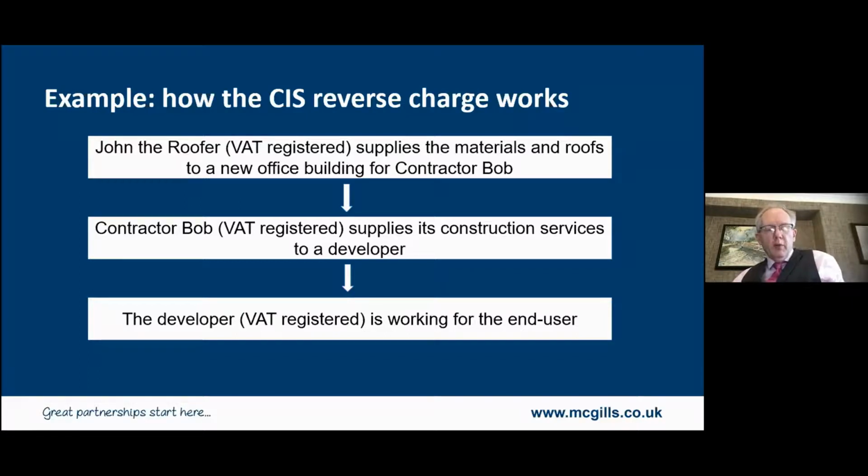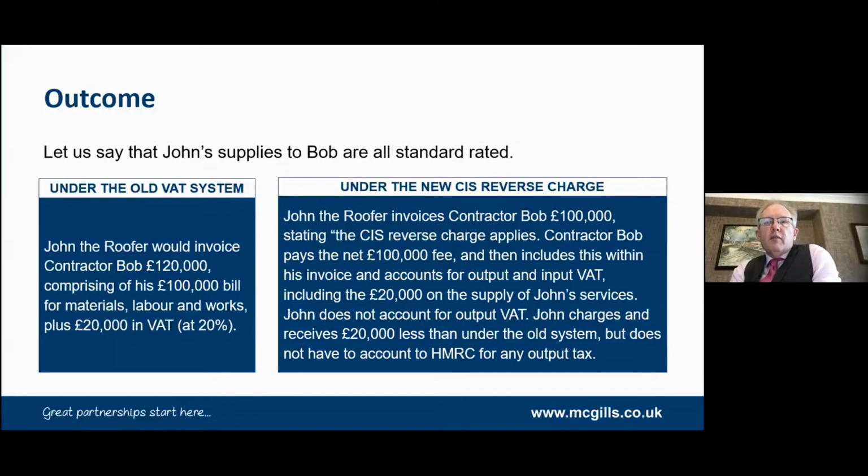What we're going to do now is work through an example. This is straight from the HMRC website, so the lack of political correctness, it's all chaps, I'm afraid, is down to them. So if we take an example where we have John the roofer, who is VAT registered, and he supplies materials and the roofing for a new office building to main contractor Bob. Contractor Bob, who's VAT registered, then supplies the construction services to the developer, who is also VAT registered and is working for the end user.